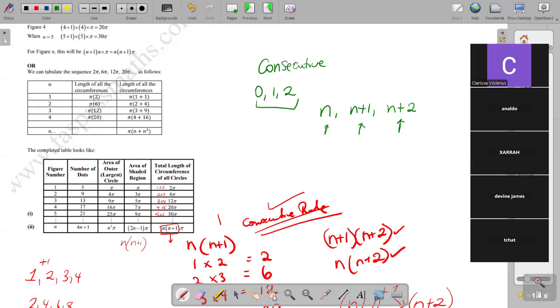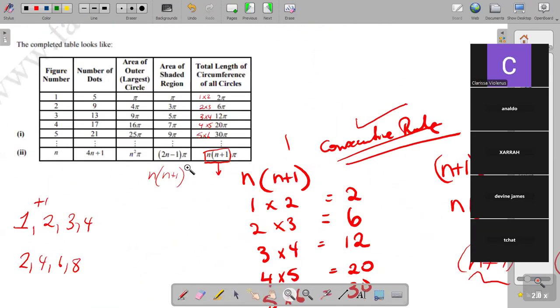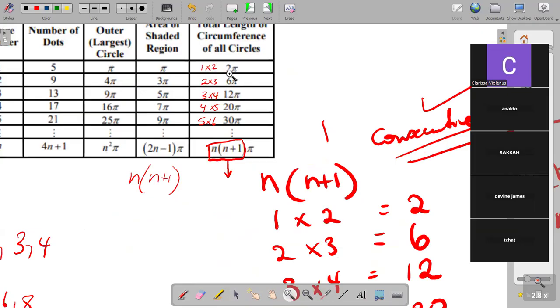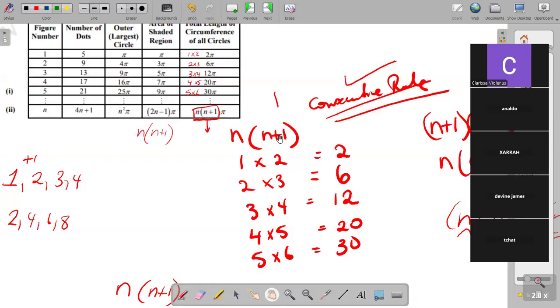So the consecutive rule looks like this. The product of two consecutive numbers. Look here. 1 times 2 is 2. 2 times 3 is 6. 3 times 4 is 12. 4 times 5 is 20. 5 times 6 is 30. And that rule looks like this: n times n plus 1.